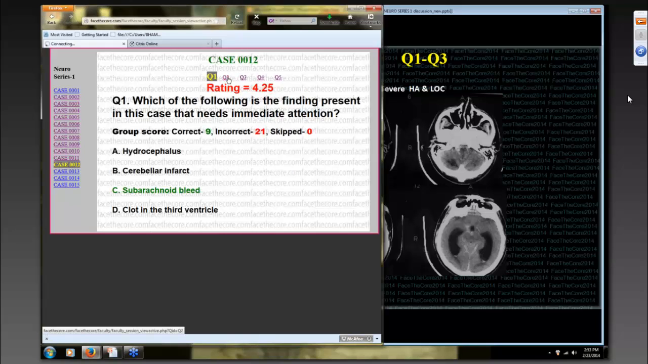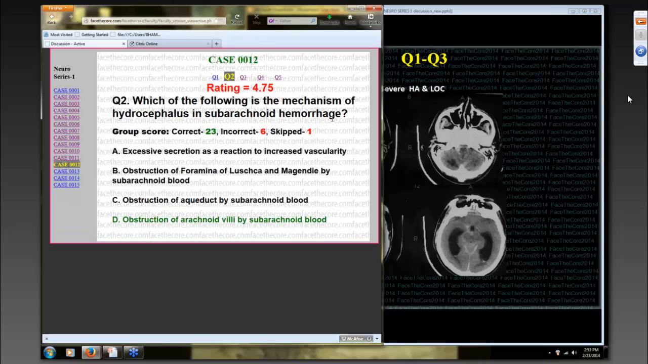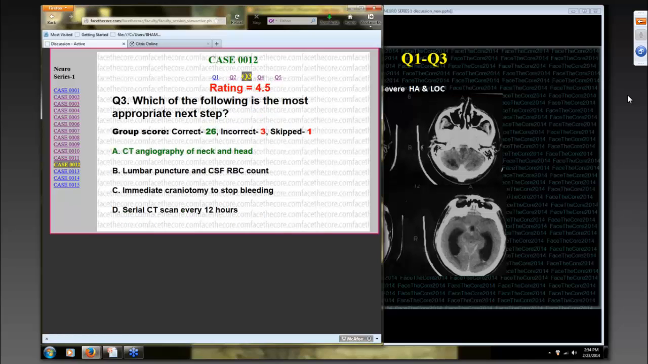And how do we evaluate? What is the next appropriate step in this case is to do an emergency CTA. That is the fastest, quickest way of finding out if there is an aneurysm intracranially which has ruptured and which could be the cause for the subarachnoid hemorrhage. And the hydrocephalus mechanism in subarachnoid hemorrhage, we already talked about. It is due to the obstruction of the arachnoid villi. At that villi level, there is a communicating type of hydrocephalus that ensues following a subarachnoid hemorrhage.